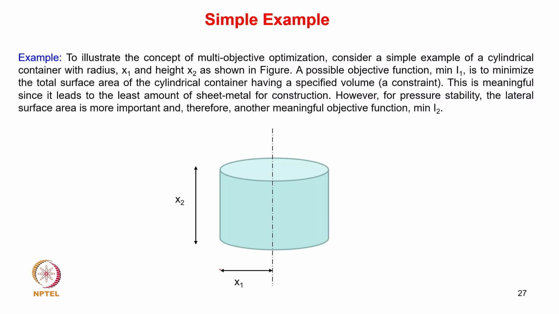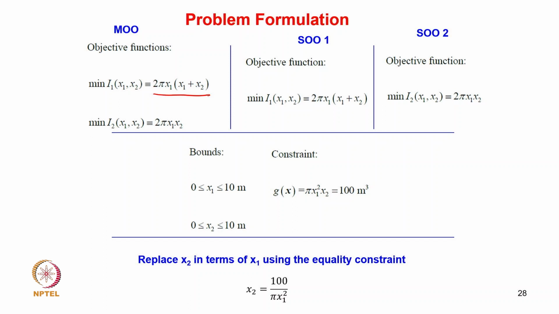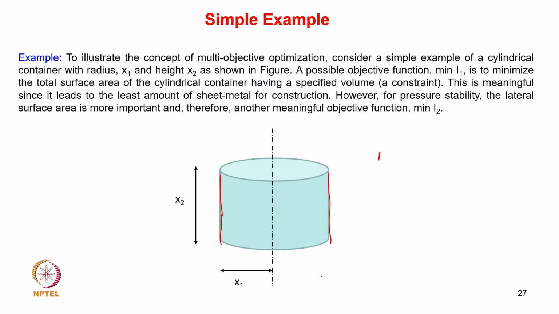So in this case, objective 1 is to minimize the total surface area of the cylindrical container, which is nothing but 2 pi x1 (x1 + x2). So here you can see that x1 is nothing but the radius and x2 is the height, and the second objective function is 2 pi x1 x2, which is nothing but the lateral surface area. So you can see that this surface area is critical for pressure stability, isn't it? So that is why it is minimized separately.